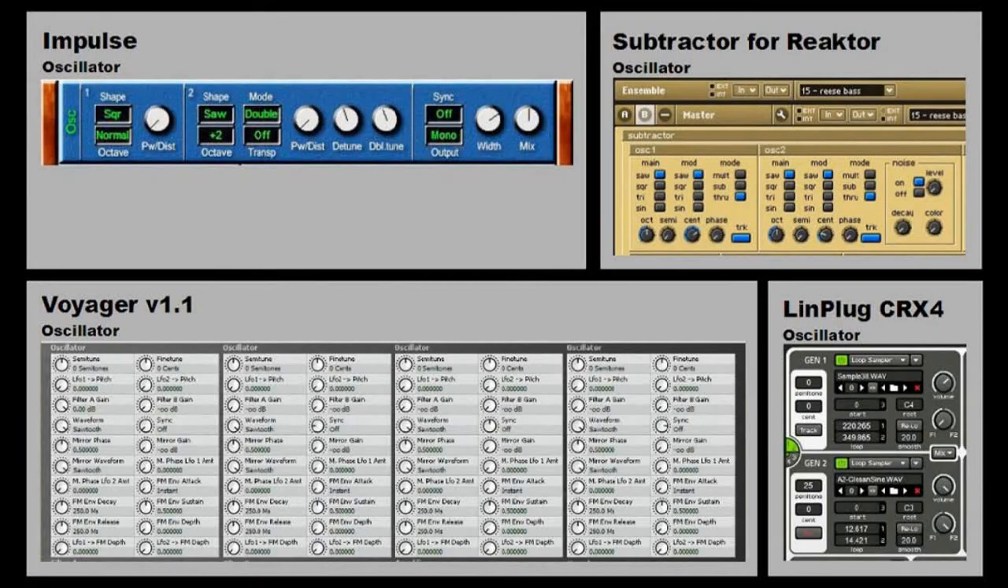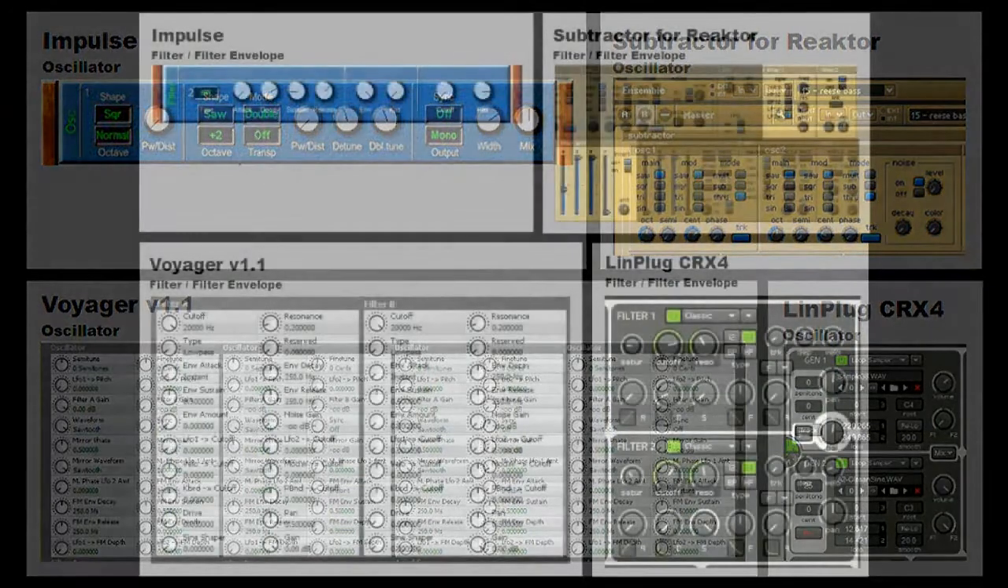Okay, so here we have the oscillator section of the four subtractive synths. The oscillators generate the basic signal. This is usually a waveform that is rich in harmonics. And if you would notice, all four have more than one oscillator.